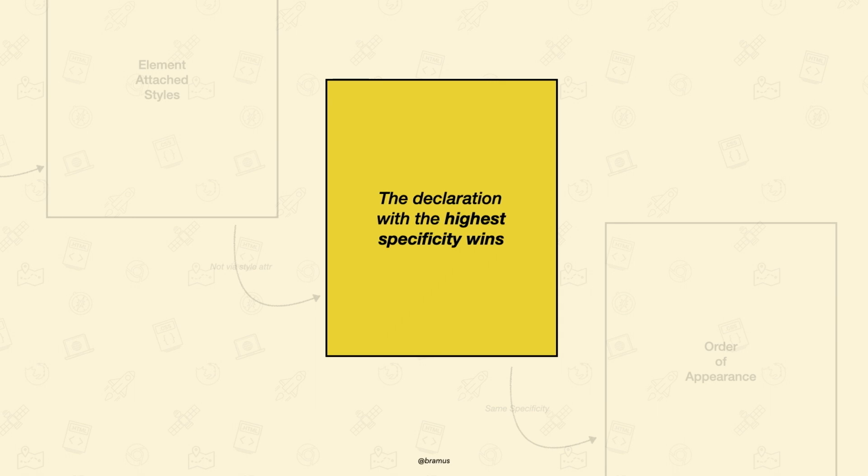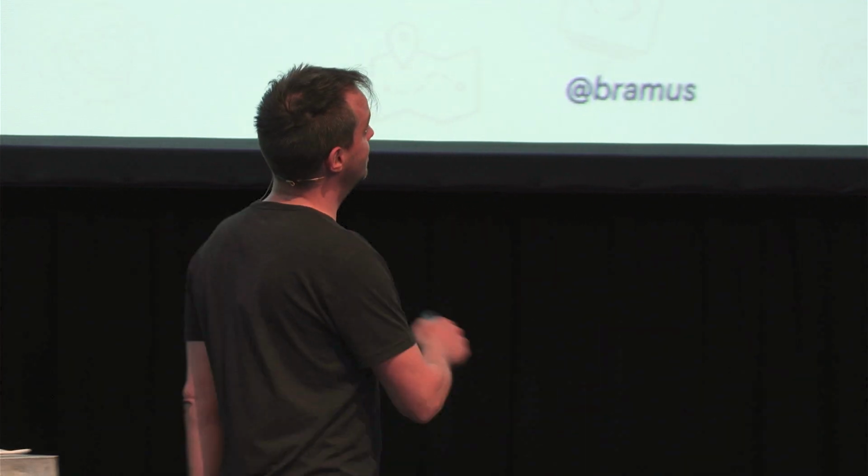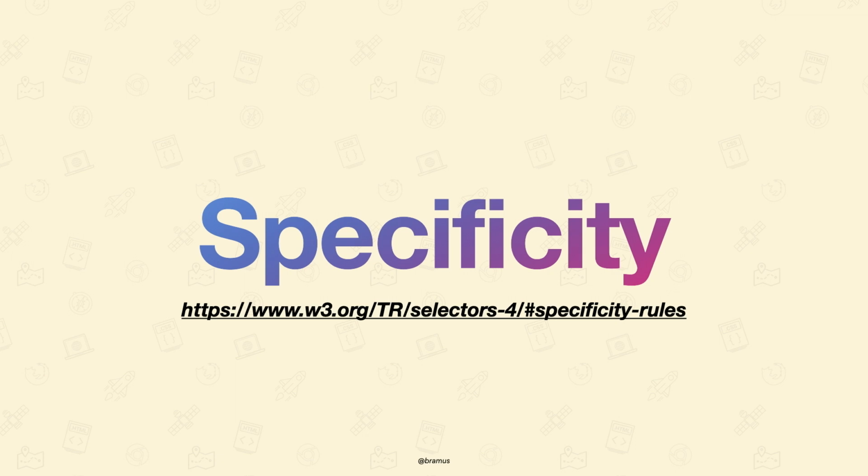So specificity. The spec here couldn't be simpler. The declaration with the highest specificity wins. But how do you calculate specificity? Well, that's the difficult part. So let's dive in, right? Let's dive in. Specificity. You can check out all the rules here in the specification, or just follow along with this presentation and you will know everything to know about specificity.